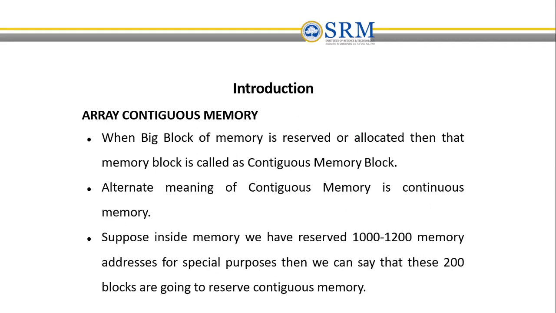Basically, an array is a contiguous memory allocation. It means that the memory is reserved for an array in a contiguous manner. Contiguous means continuous memory. So inside our memory, there are some memory addresses assigned in a sequential manner.